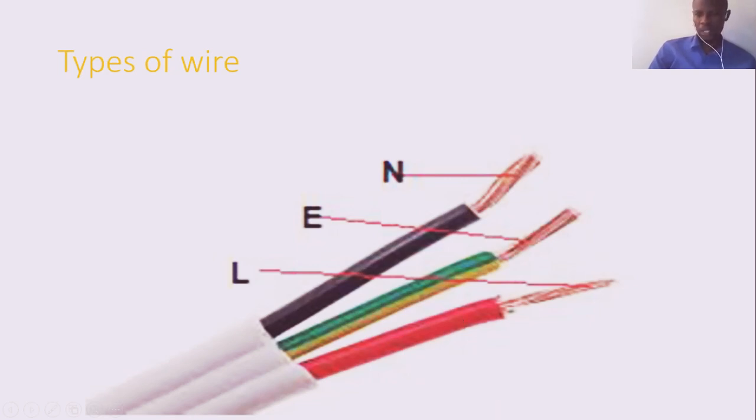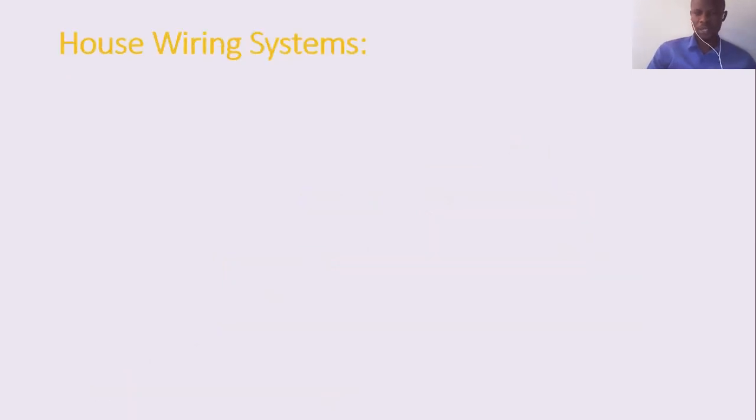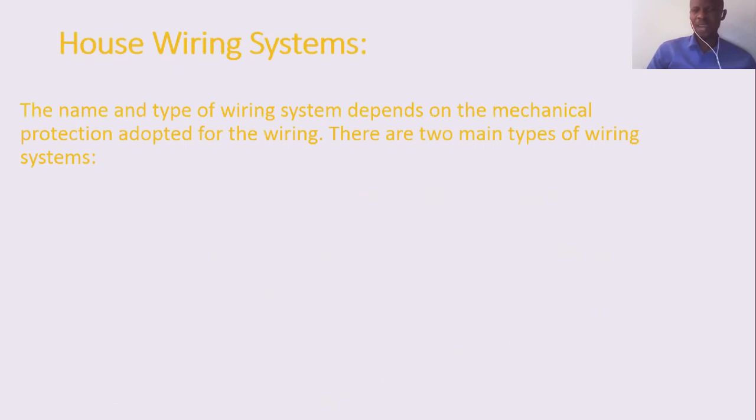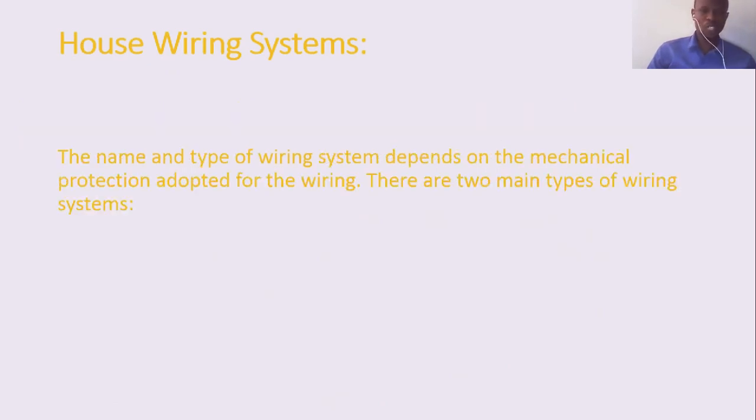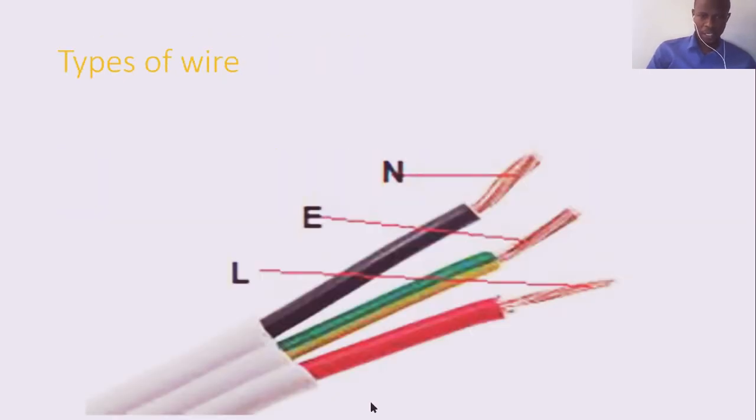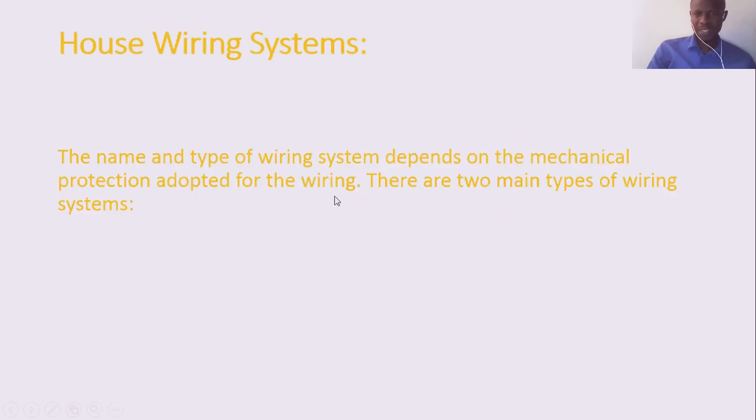Let's go further. House wiring systems. The name and type of wiring system depend on the mechanical protection adopted for the wiring. So the mechanical protection is this particular wire, what we call the mechanical protection. The wiring system depends on the mechanical protection adopted for the wiring.